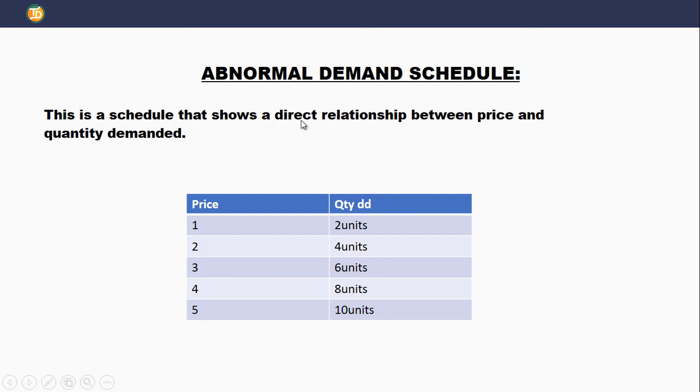Abnormal demand schedule is a table that shows a direct relationship between price and quantity demanded. As you can see from the table, we have price and quantity demanded. We have 1 naira to 5 naira. As the price increases, quantity demanded increases, which shows that there's a direct relationship between price and quantity demanded.